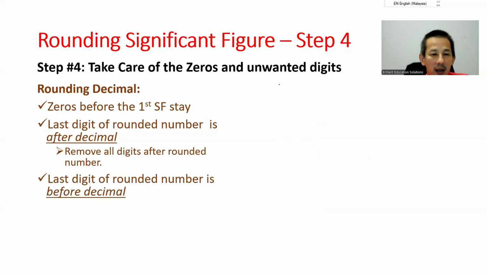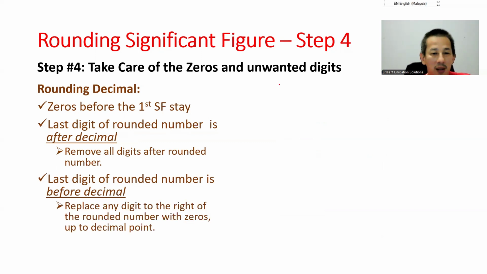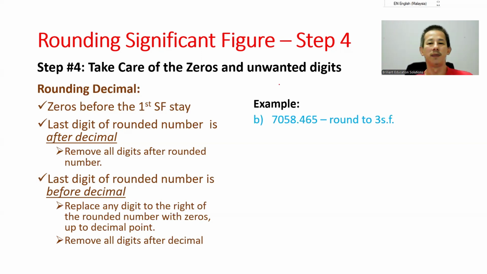Next, if the last digit of the rounded number is before the decimal, then you just replace any digit to the right of the rounded number with 0 up to the decimal point. I mean, you treat it as a whole number, and then you remove all digits after the decimal.